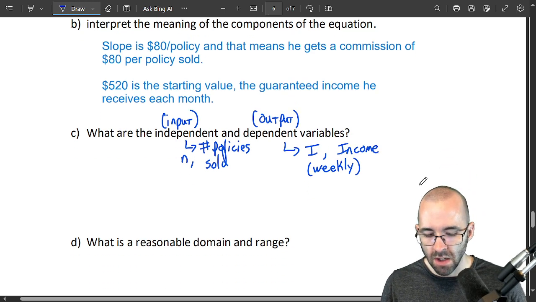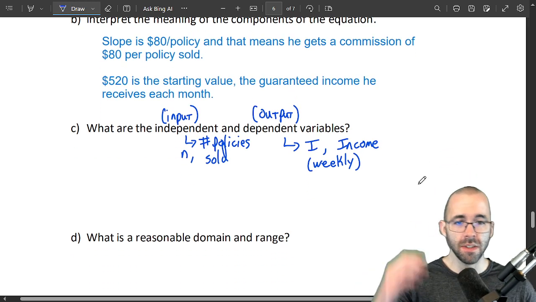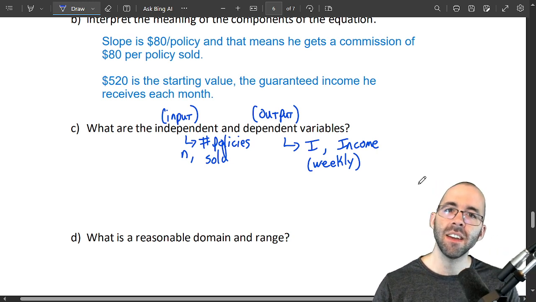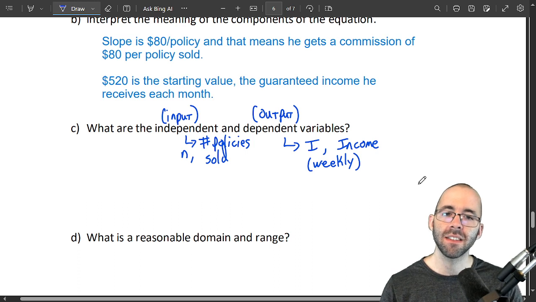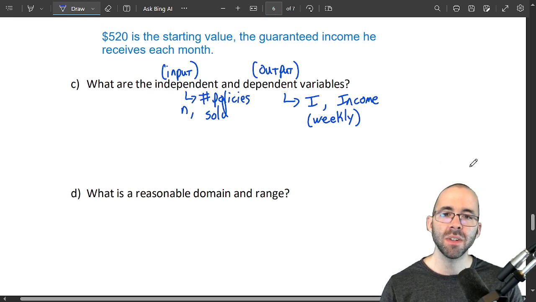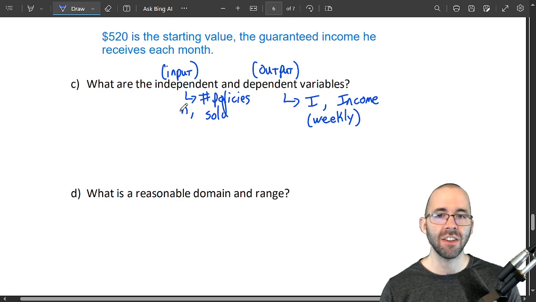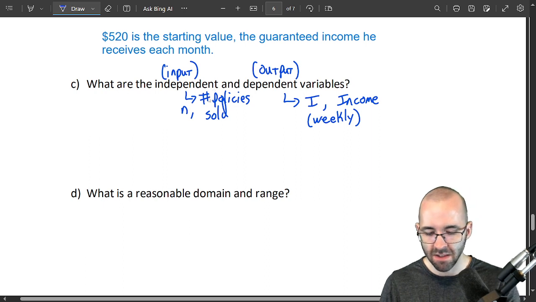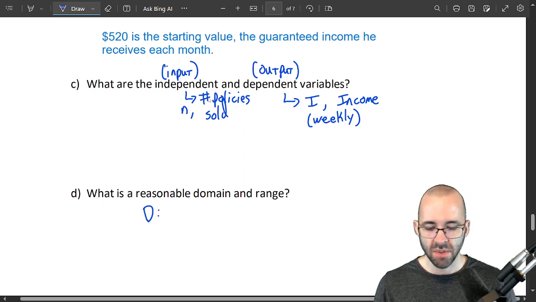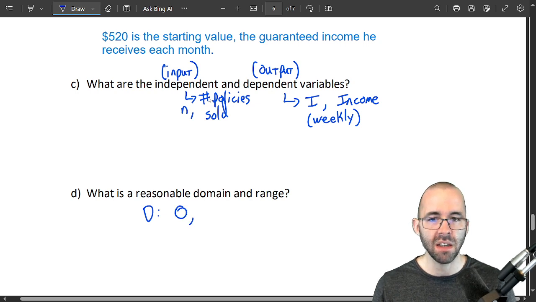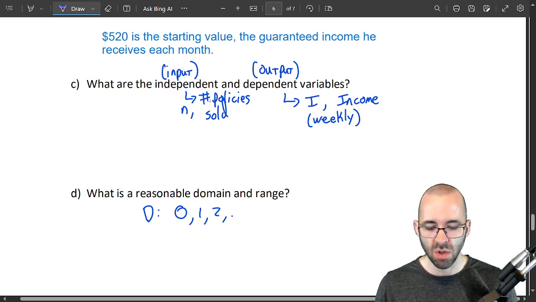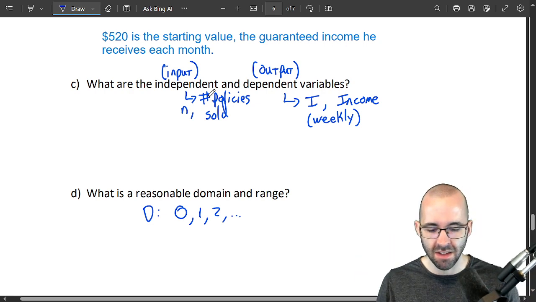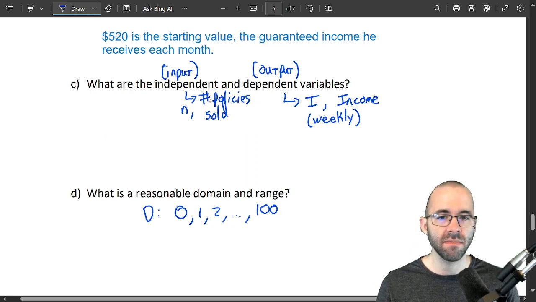Here we go. What's a reasonable domain and range? Oh, this is going back 2 sections. Domain is all the inputs that make sense here, and range is all the outputs that make sense here. What kind of inputs make sense here? What kind of N values make sense here? What kind of number of policies makes sense? Well, the domain, it could sell 0 in a week, or 1, or 2, or I don't know. I don't know what a reasonable maximum was. So let's just guess 100.